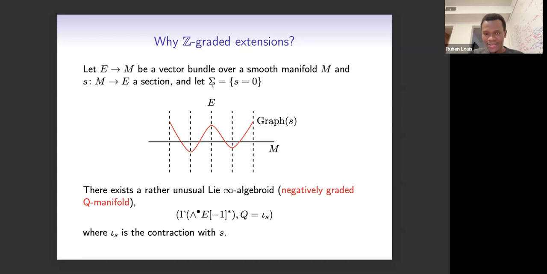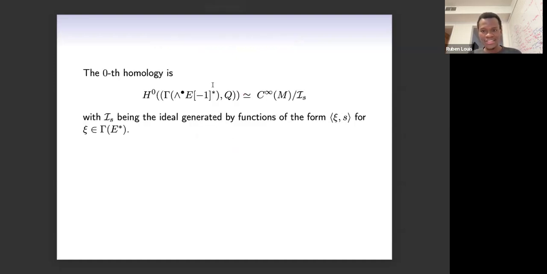Okay, so we got this, and then the Q here is a construction by the section S, and it's equal to 0, and then you got a Q manifold like that, and this encodes the quotient of functions on M by this ideal given by pairing with S, functions obtained by pairing with S, and the zero cohomology of that is exactly this.